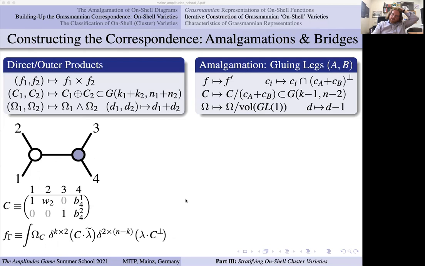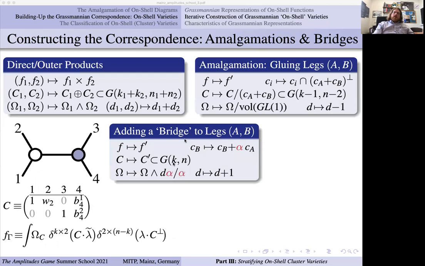There are a couple more operations that are pretty useful if you wanted to start playing this game. And one of them is not very general. It's not general enough to build up all diagrams, but it is surprisingly useful when it works beautifully, which is attaching a bridge between legs A and B. So this is when you take a graph and you glue a bridge between the legs. And when you do that, this is always a white to blue bridge. So that means that there's a white vertex attached to leg A and there's a blue vertex attached to leg B. This has the effect of shifting column A or column B by some new variable proportional to column A. It keeps you inside the exact same matrix.